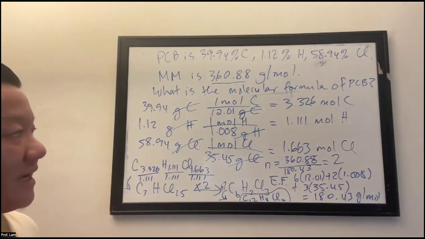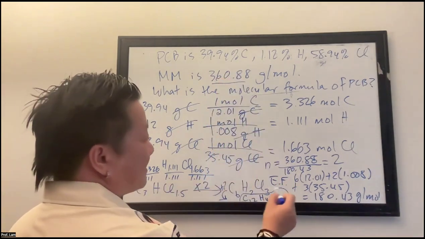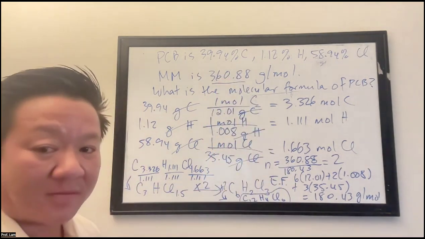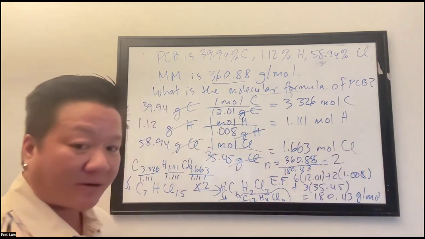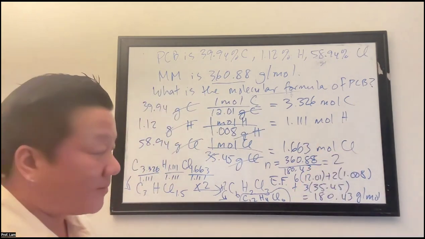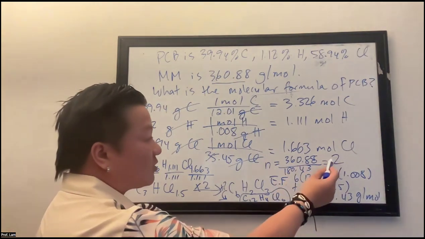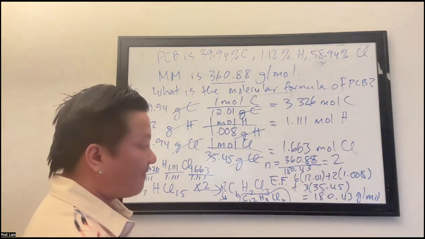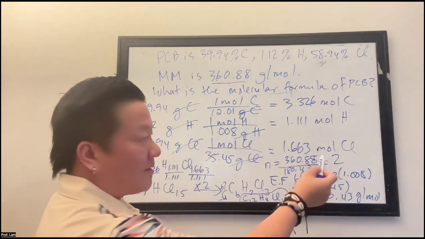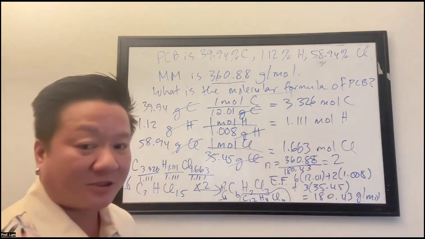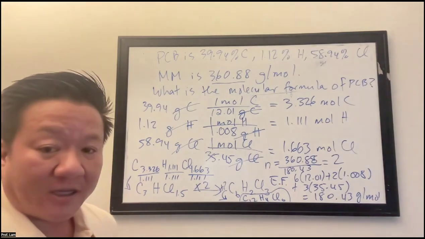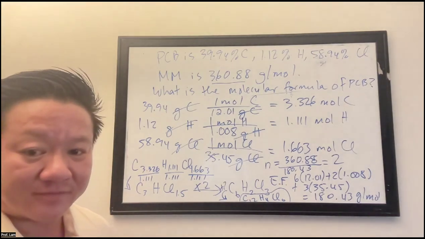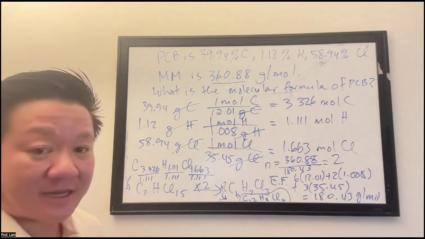So again, every time, just take the big mass, divide by the small mass, which is the empirical formula mass. You figure out what that factor is that separates the empirical formula from the molecular formula, and then just multiply up from the empirical formula, by 2 here, to get to the molecular formula. So your answer is going to be C12H4Cl6.